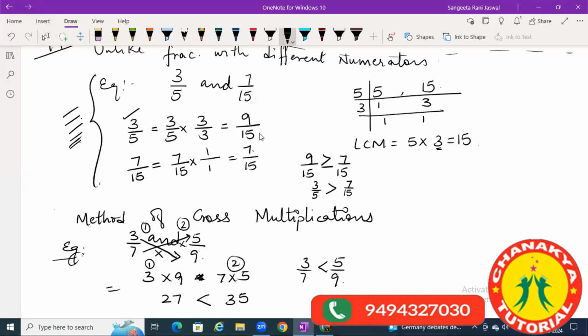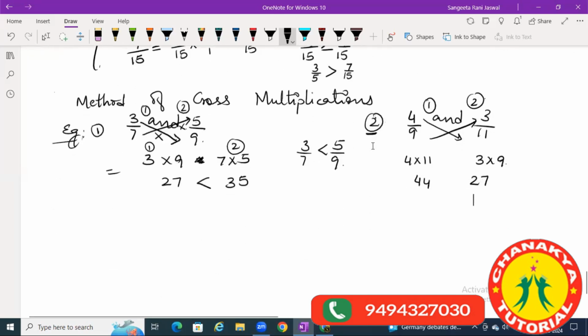I'll take another example also. This was example 1. Let's take 4 by 9 and 3 by 11. Let's again cross multiply this. This is the first multiplication, this is the second multiplication. 4 into 11, and this side we have 3 into 9. So this is 44 and this is 27.